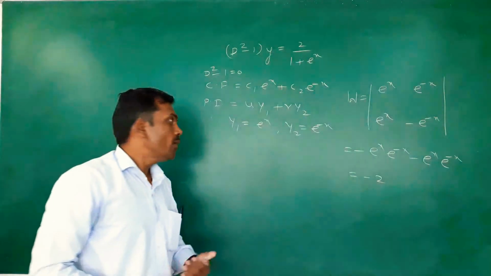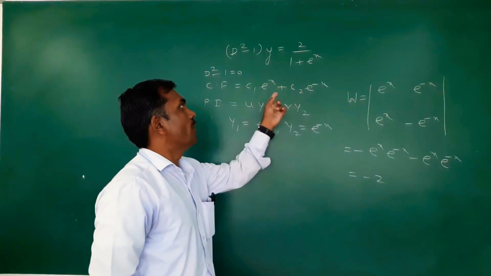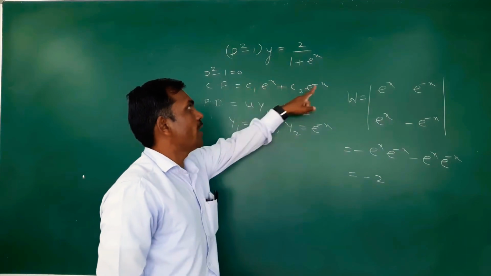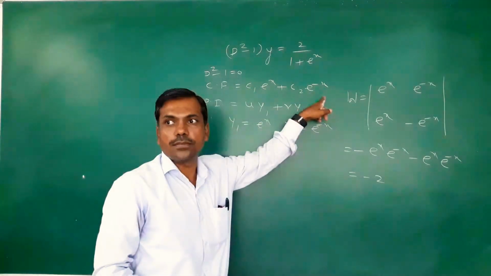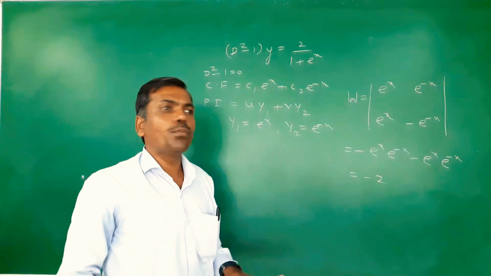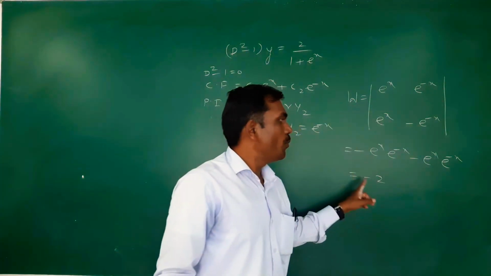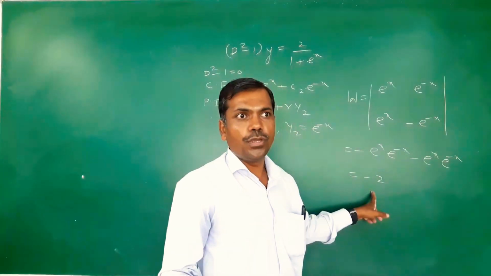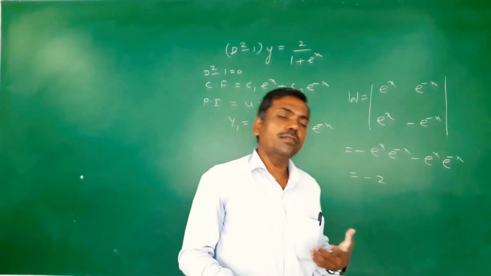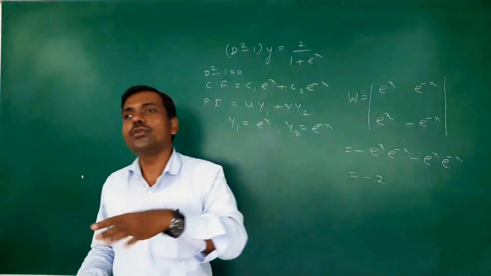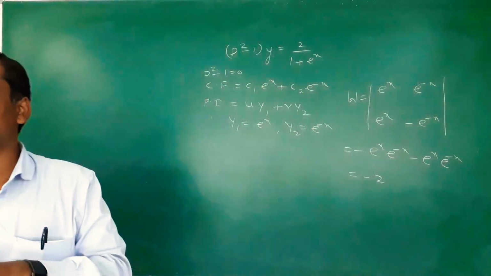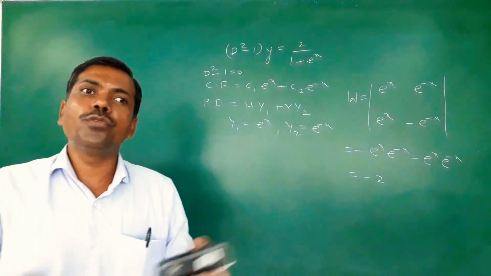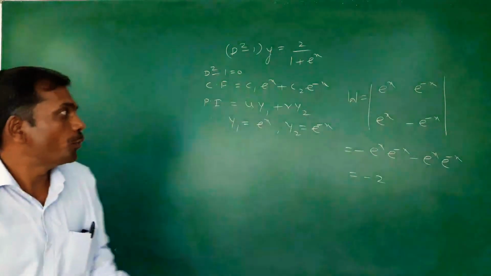Now what happens if you reverse this order? You may write here c1 e raised to minus x plus c2 e raised to plus x. If this happens, don't worry about it, because in that case your w is 2. Instead of minus 2, you get 2. So does your answer get changed? No. Final answer? No problem. Only instead of u, you will get v, and instead of v, you will get u. That is the change. Okay.